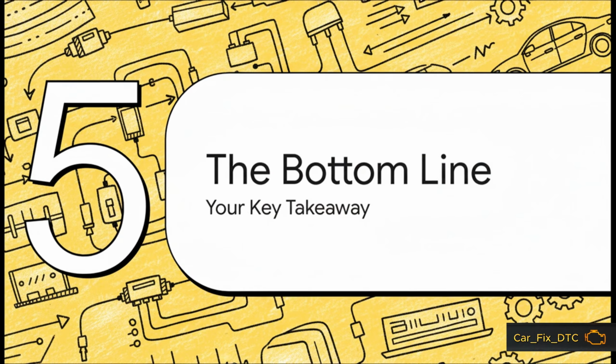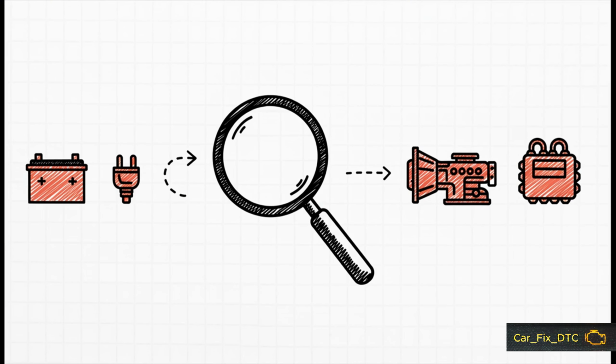Whew, okay, we've covered a lot of ground, from simple fuses to complex computer networks. So let's just boil all this down to the single most important thing you need to take away from all this. Here it is. The main thing to remember is this. Don't jump to the worst-case scenario. A U0402 code is a symptom of a communication problem, and your job is to be a detective, not just a part swapper. You have to follow the evidence. Start with the easy, common culprits first, the power supply and the physical connections. I'm telling you, more often than not, the solution is way simpler than you think.